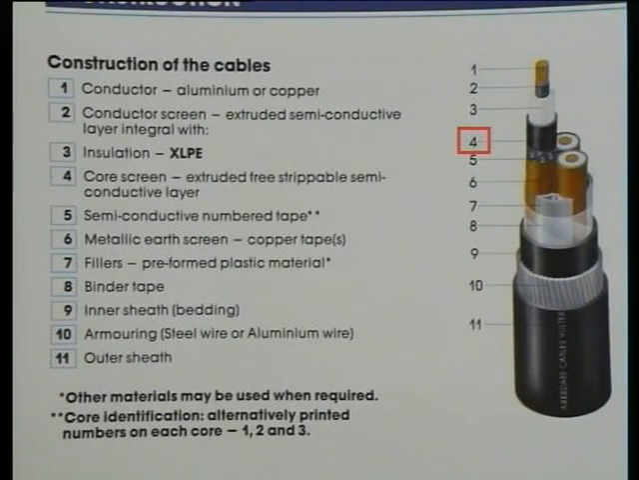Next is a core screen of semiconductive material that is shrunk tightly against the XLPE insulation. Another conductor screen is found between the XLPE and the conductor core itself. Such a construction is typical of medium voltage XLPE insulated cables.